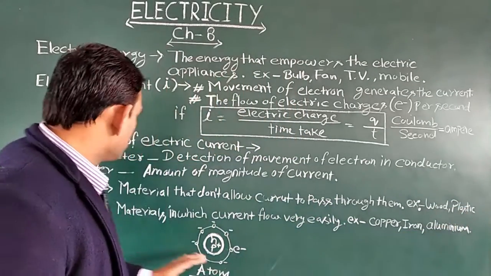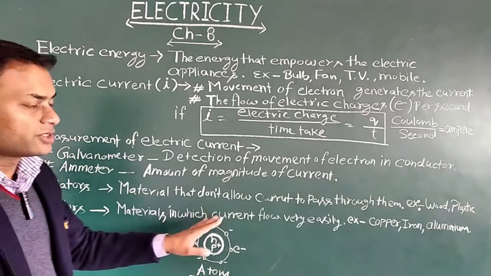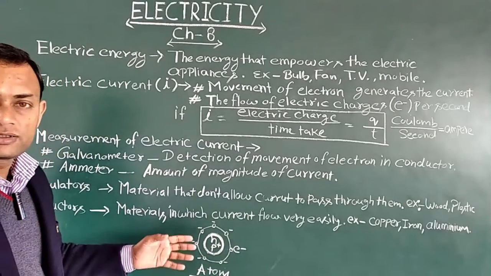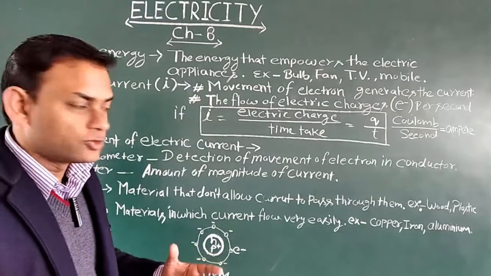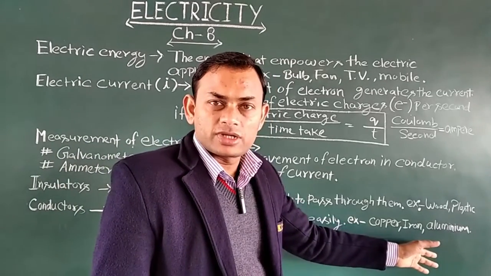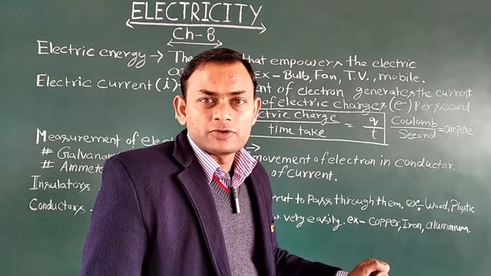After that, conductors. What are conductors? All those materials in which current flows very easily, like copper, iron and aluminium metals. These metals are such that current flows through them easily.